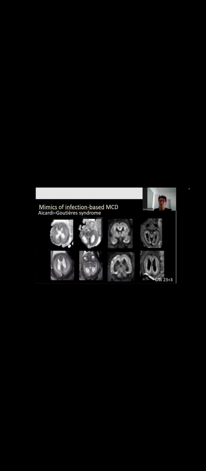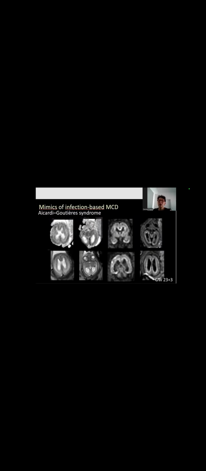The next case, in gestation week 25, you see a huge malformation of the cortex with a thinned and calcified parenchyma pointing towards laminar necrosis. If you see cases like that, and you don't find the infection underlying region, it may be a mimic of an infection-based MCD. And here, for instance, we see an example of an Aicardi-Goutières syndrome.